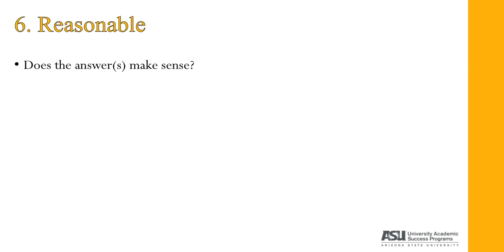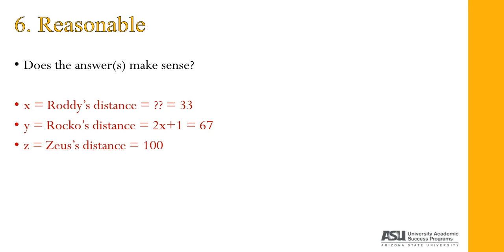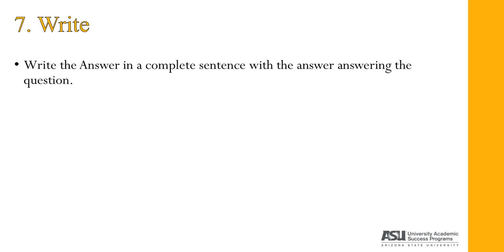Now the next step is reasonableness. This means to ask yourself, does that answer make sense? Or answers. Here's what we found. Roddy runs 33 meters, Rocco runs 67 meters, and Zeus is 100 meters still. Let's check. Does 33 plus 67 equal 100? Yes, so Rocco ran more than Roddy, and they both add to 100. This does seem reasonable.